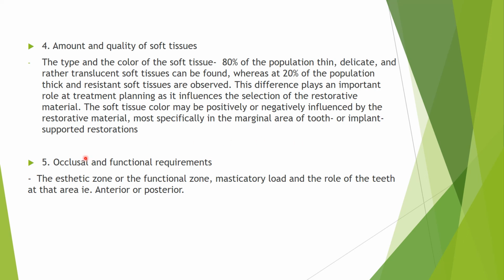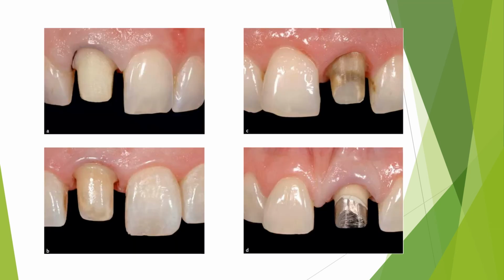Okay, coming to the occlusal and functional requirements. So we have aesthetic zone and we have the functional zone. Aesthetic zone is on the anterior. Functional zone is what you function with. That's the masticatory loads. So there the masticatory loads will be higher. We have different types of ceramics which can be used in the posterior teeth. So there are little differences in the material which are used in the anterior and which are used in the posterior teeth. All right. Okay.